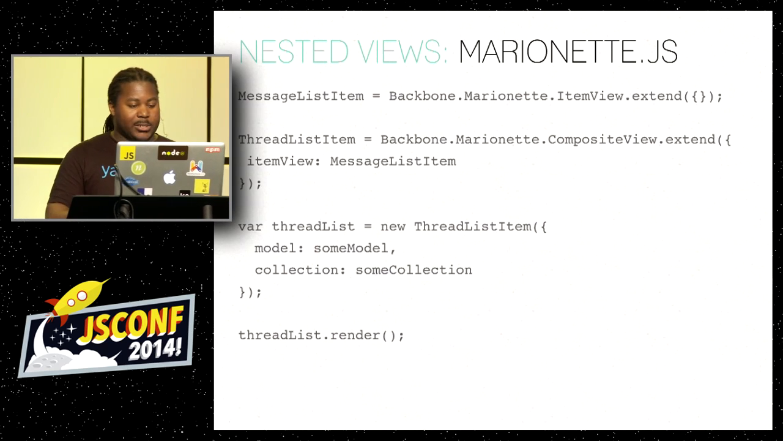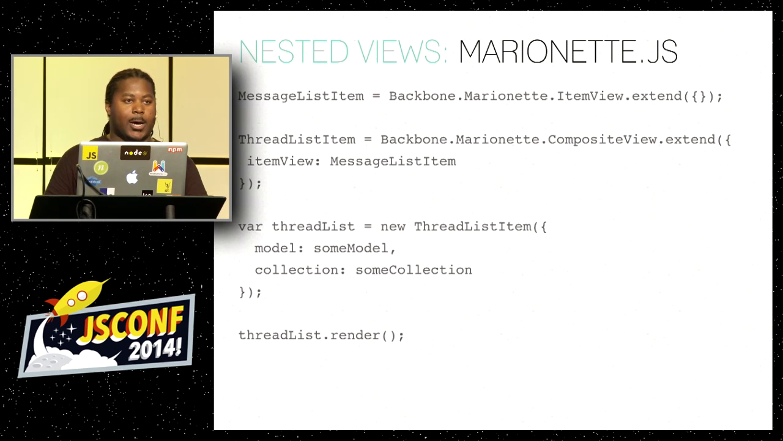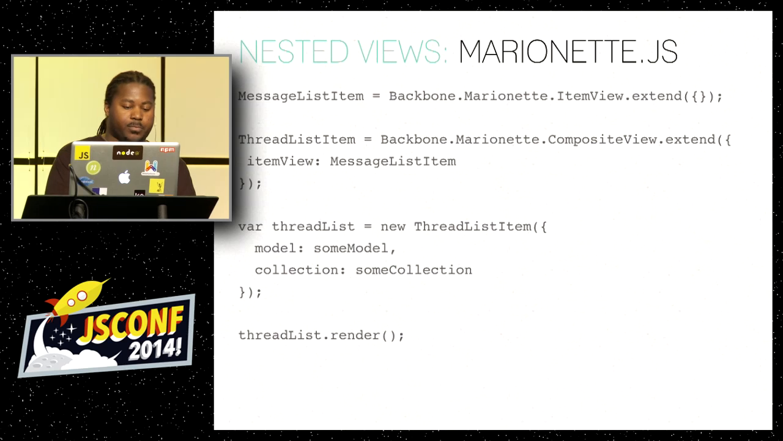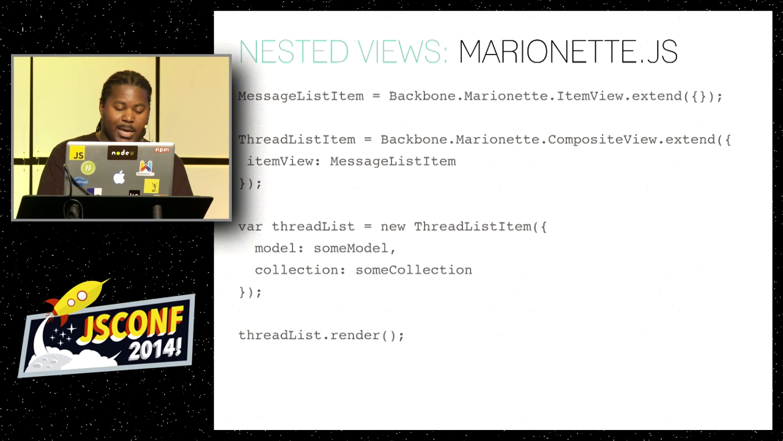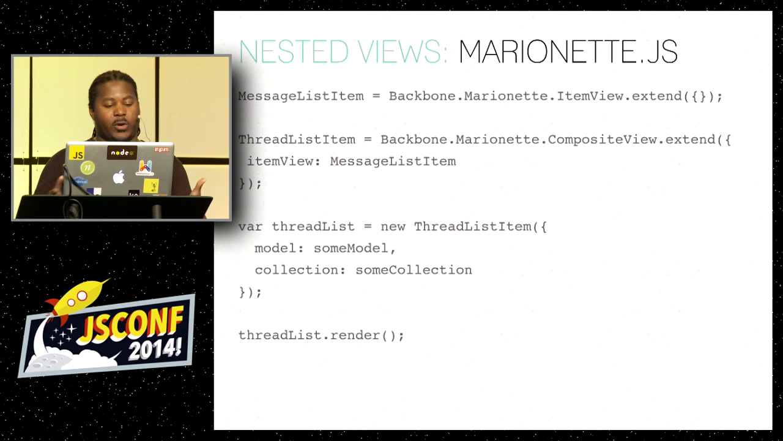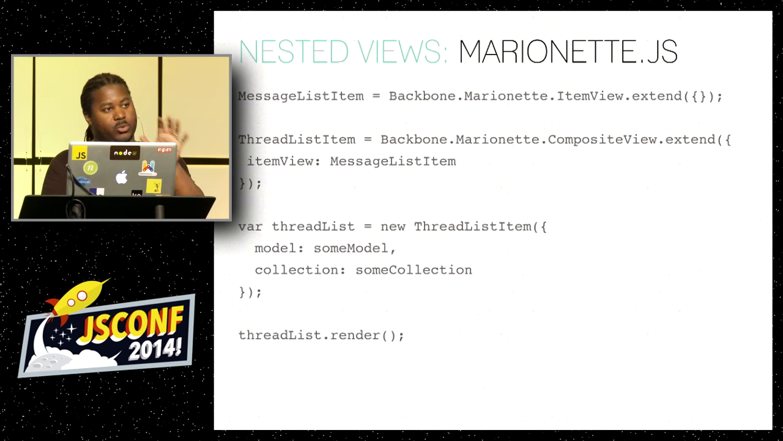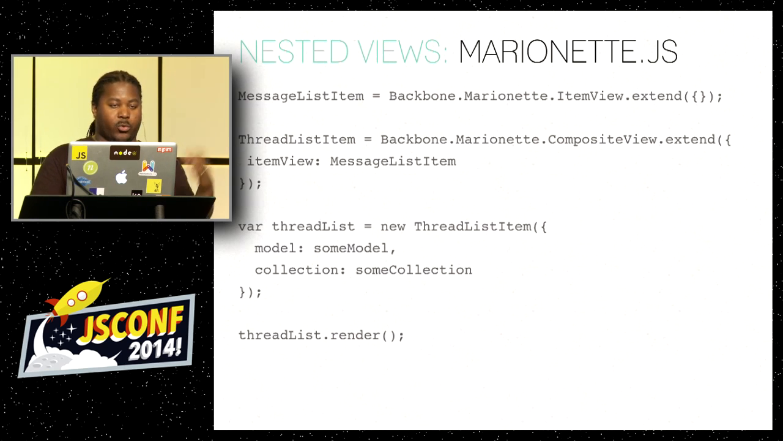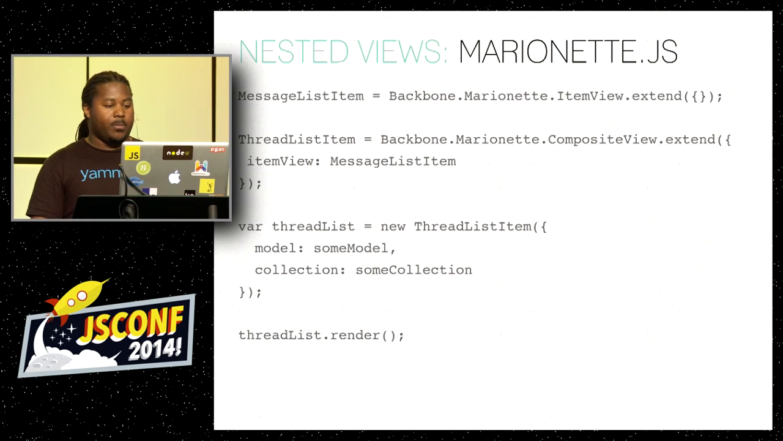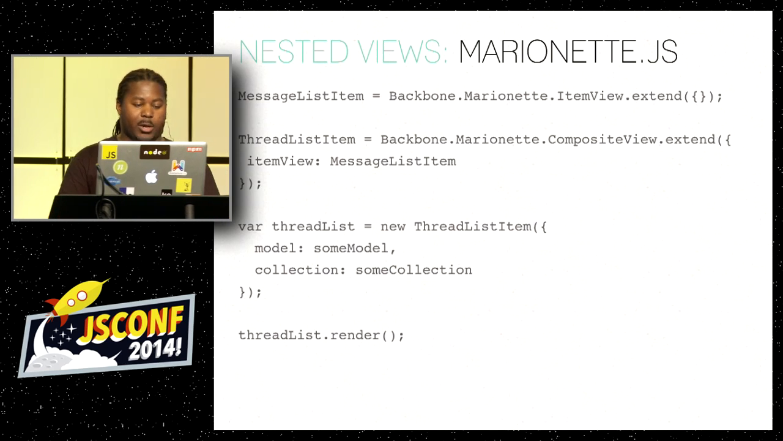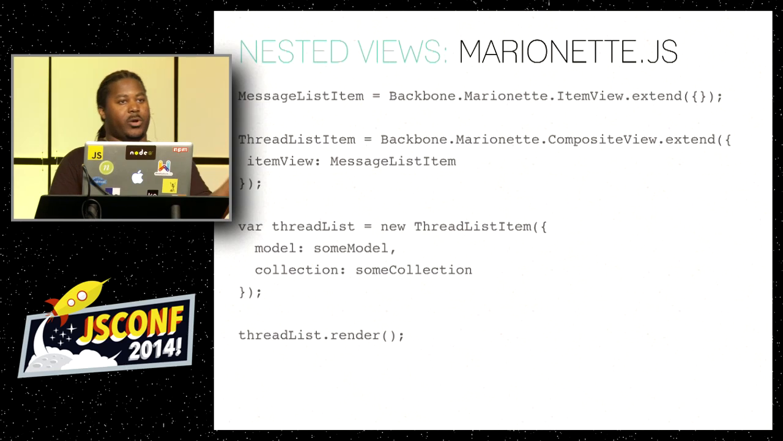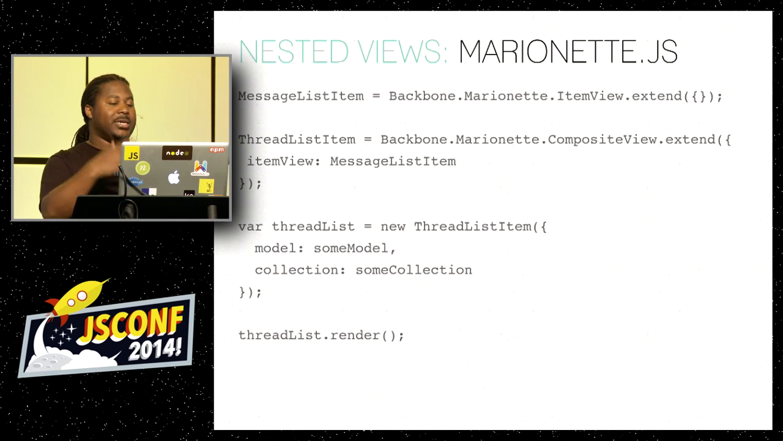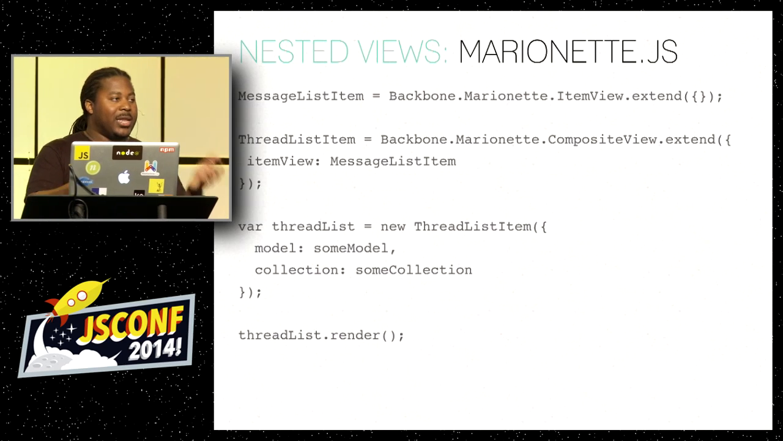I chose Marionette because I think it's one of the more popular advanced pattern frameworks that are built on top of Backbone, which I think is cool. And it allows you to do a very similar thing. For your message list items, which is your list of replies, you're going to create an item view. And for your thread list item, which is your encapsulating view, you're going to create a composite view, because Marionette says if you create a composite view, we know that we're going to render some children recursively, and it has that whole thing built in. And you've got less boilerplate involved.